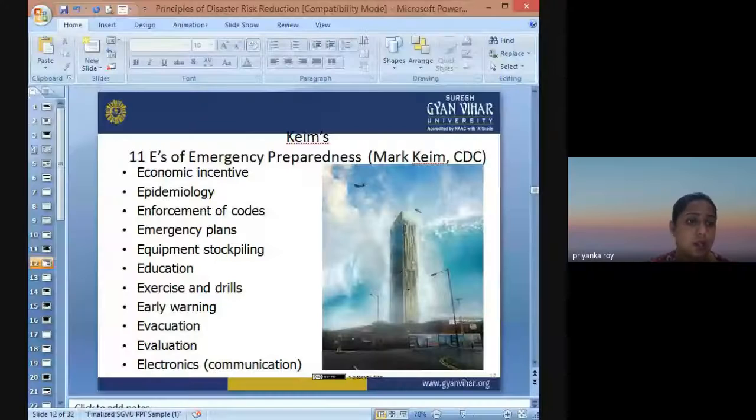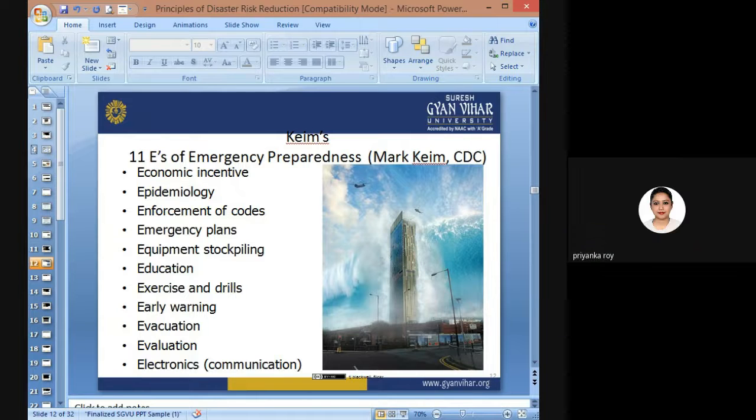Exercises and drills, warning system. With exercises, drills, mock drills and training will provide practice among the community members and among the key stakeholders who are going to act during the disaster, and their action will have a more prompt response to the disaster. The more prompt a response you have towards the disaster, the more lives or more prevention you can achieve. All right.